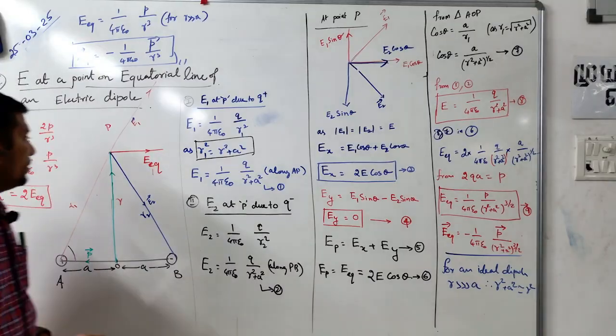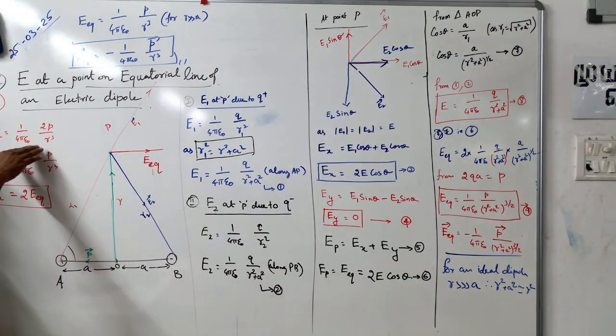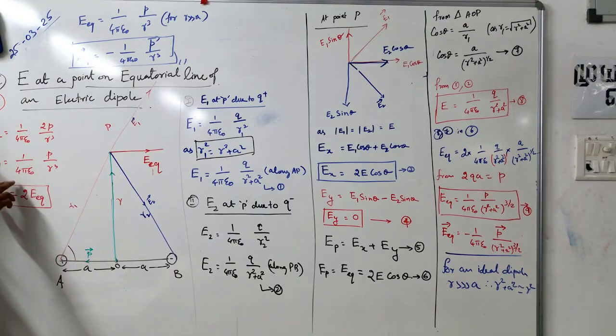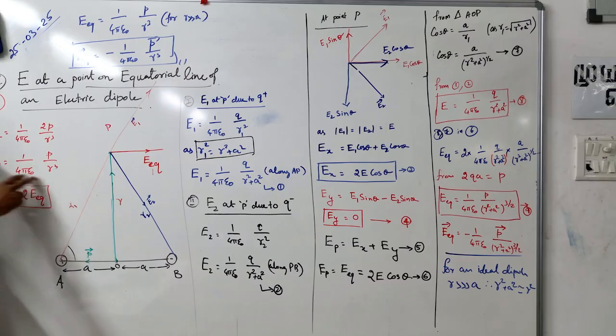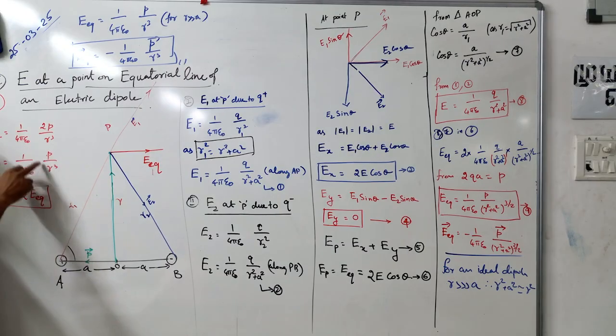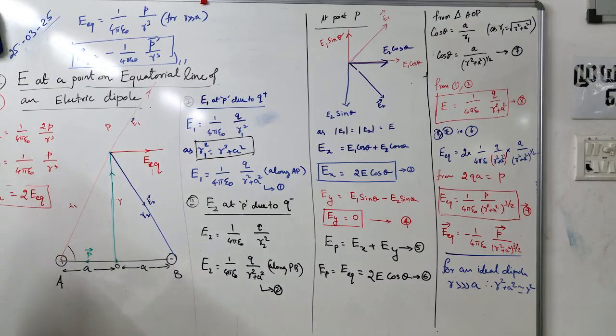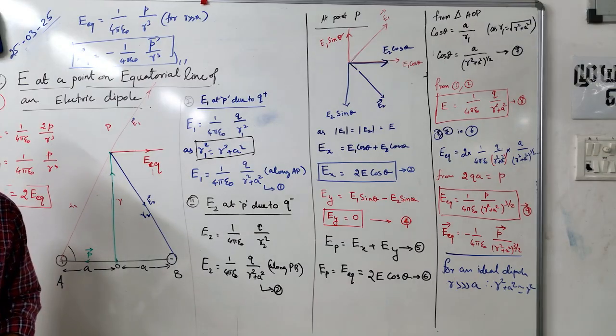And finally, we have come across the two important equations here: electric field on the axial line of a dipole and electric field on the equatorial line of a dipole. So from comparing these two equations, we can write that the electric field on the axial line and the equatorial line seem to be doubling. As you travel from axial line to equatorial line, it is doubling.